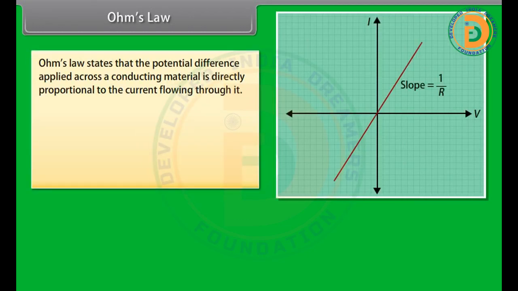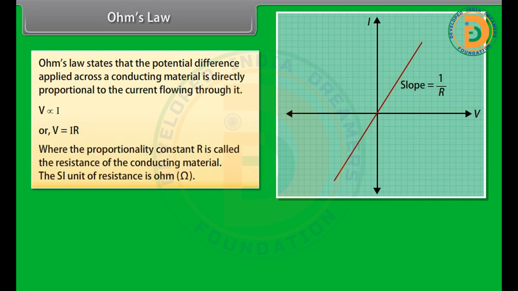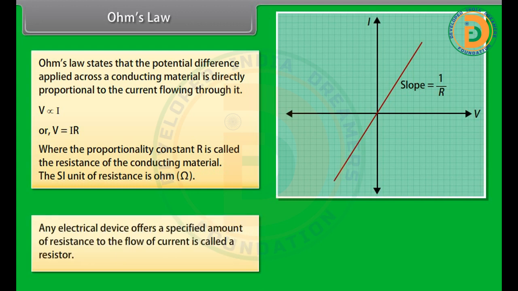Ohm's law. Ohm's law states that the potential difference applied across a conducting material is directly proportional to the current flowing through it. V is directly proportional to I, or V is equal to IR, where the proportionality constant R is called the resistance of the conducting material. The SI unit of resistance is ohm. Any electrical device that offers a specified amount of resistance to the flow of current is called a resistor.